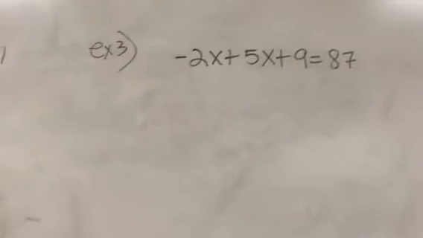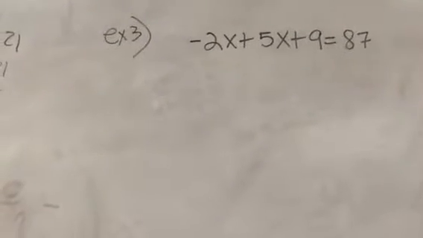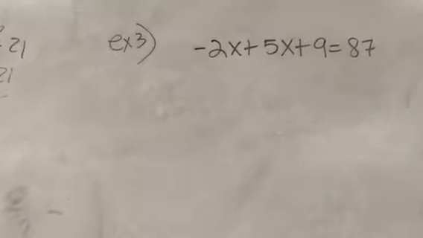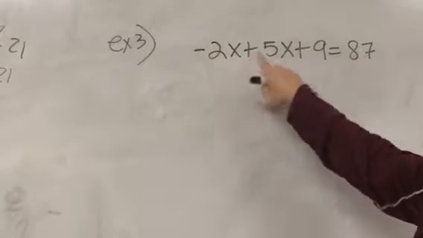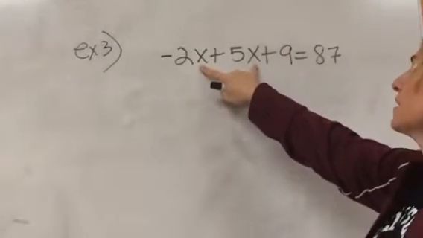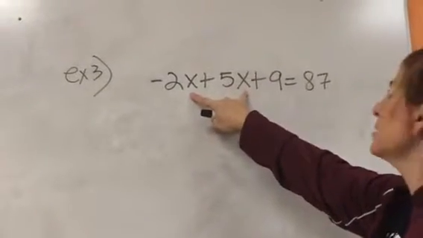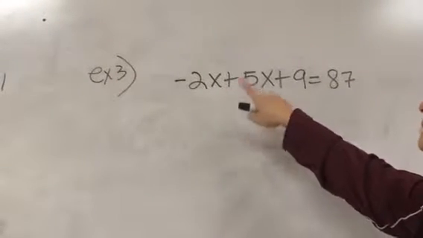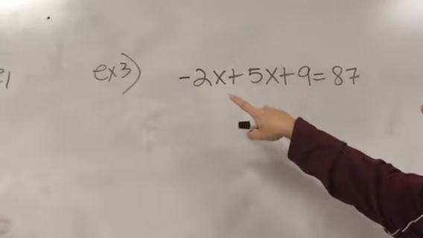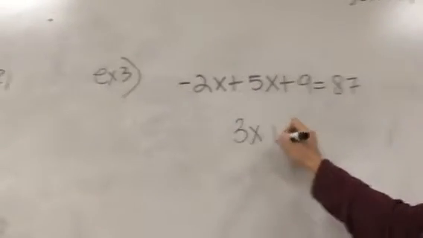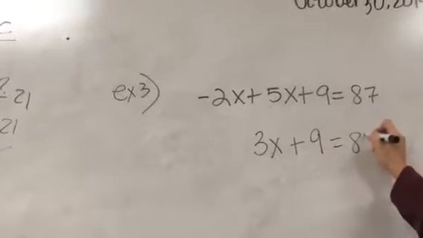Okay, over here. This is a little different because now we're going to have to combine like terms. You always have to look at both sides and see if you can combine anything before you go ahead and solve it. If you notice, I have a negative 2x and a positive 5x. These are like terms because the x's are alike. So you're going to do a negative 2 plus a 5. Negative 2 plus 5, you subtract the numbers and take the sign of the biggest number. So that's 3x plus 9 equals 87.